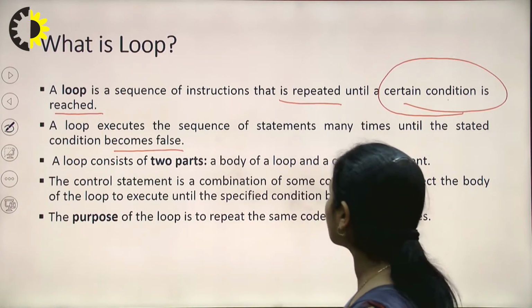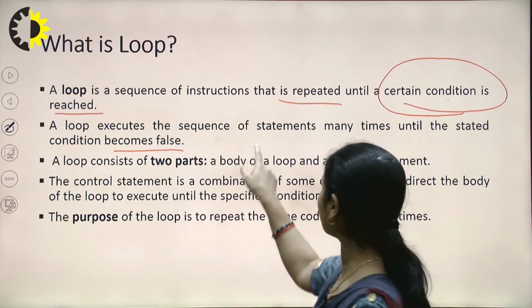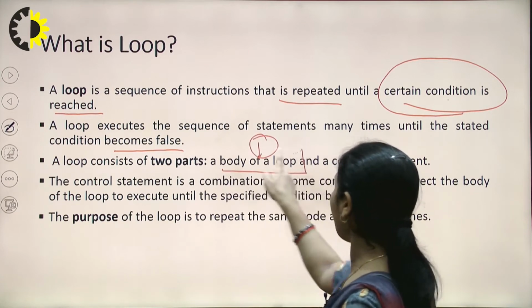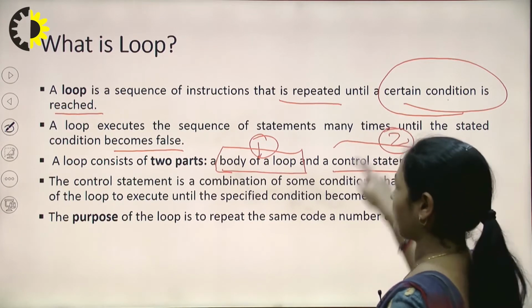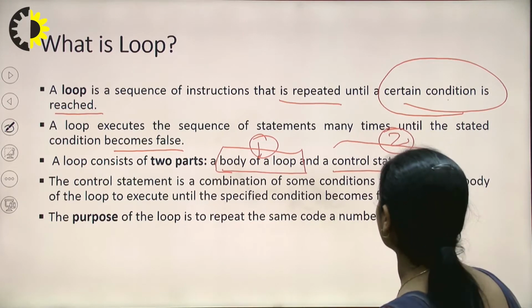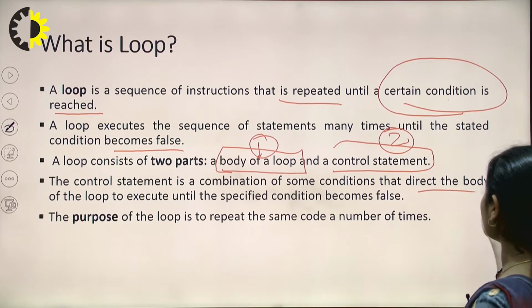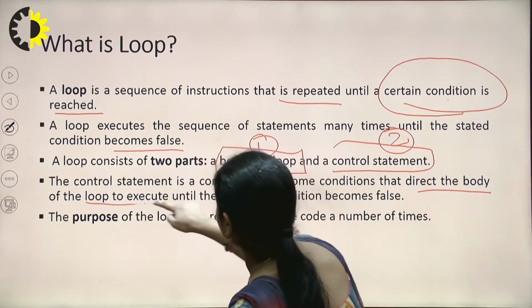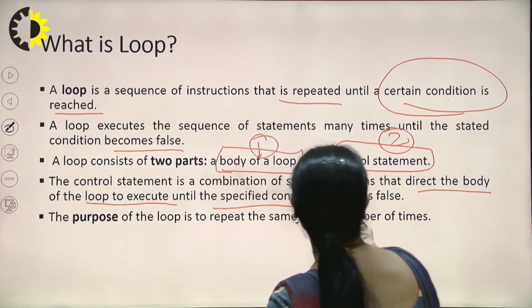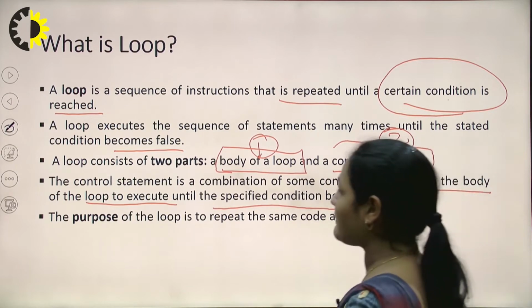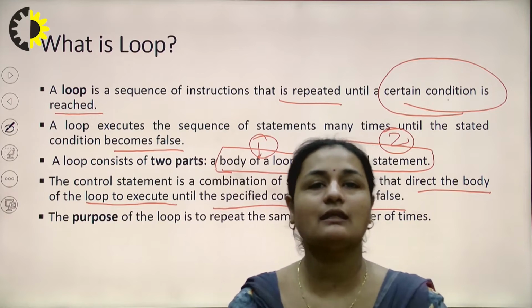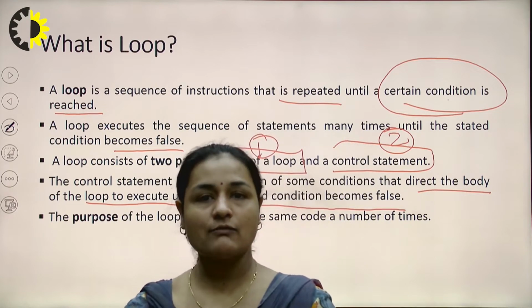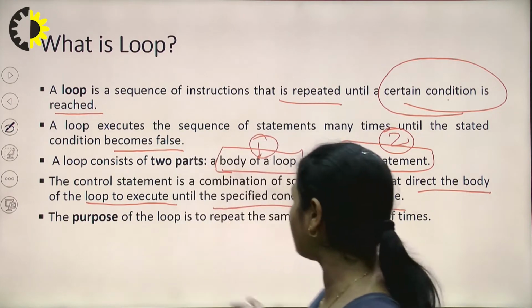A loop consists of two parts. There are two parts in a loop. The first one is the body of the loop and the second part is the control statement of the loop. The control statement is a combination of conditions that directs the body of the loop to execute until the specified condition becomes false. The control statement controls the loop, and when the condition given at the beginning of the loop becomes false, then we move out of the loop.